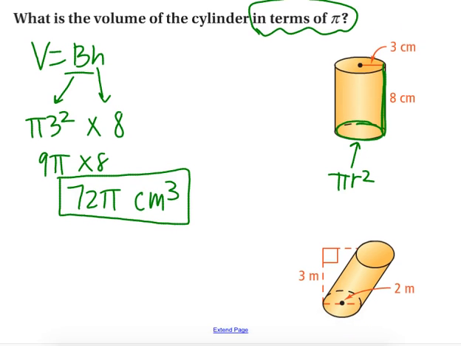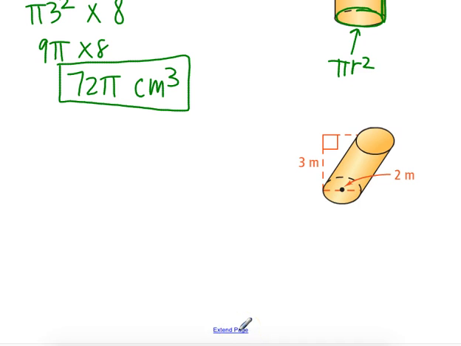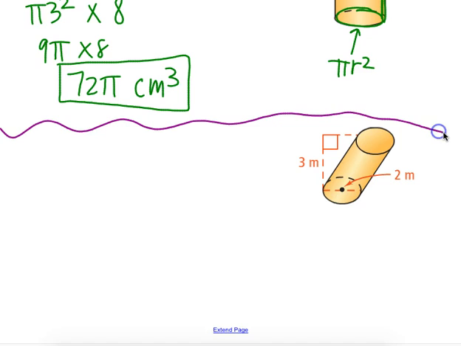Okay, here's an example of an oblique cylinder. Do you guys see how it's kind of pushed off to its side there? It's not straight up and down. That's all right. It's still the same process. Volume equals base area times height. Again, pi r squared. What's our radius here? Our diameter is 2, so my radius is 1.